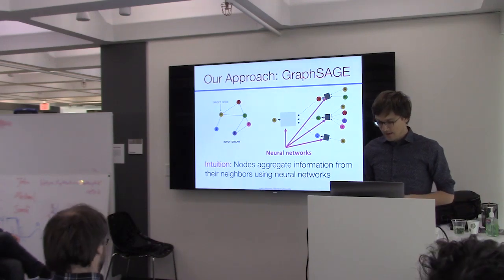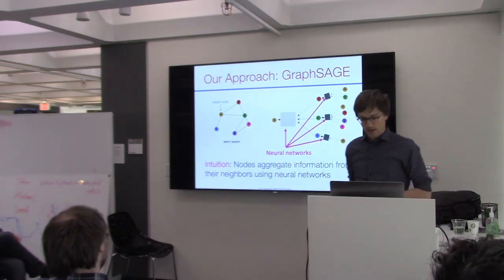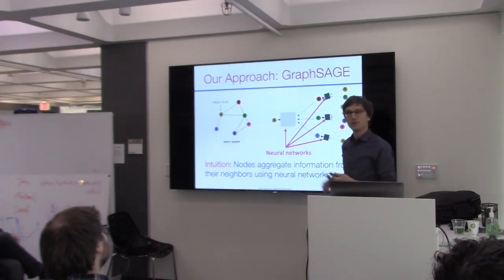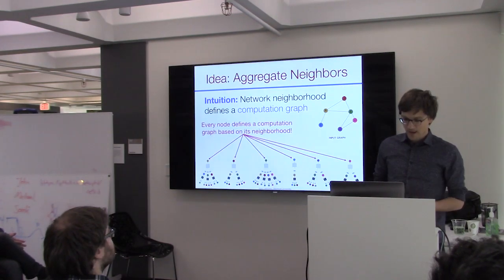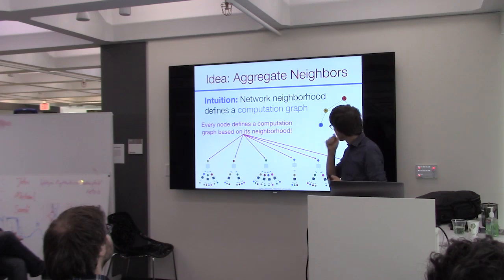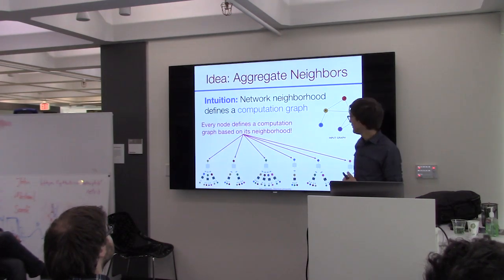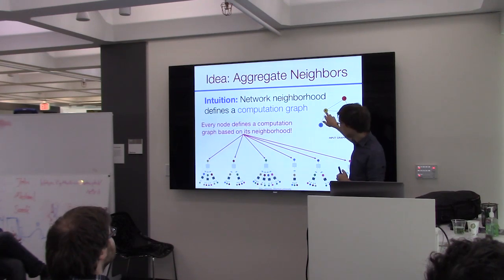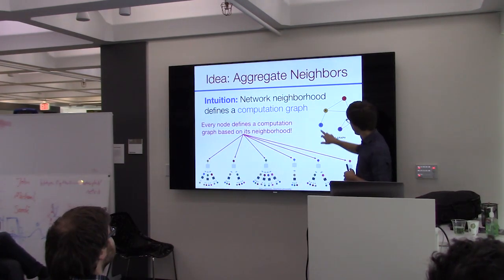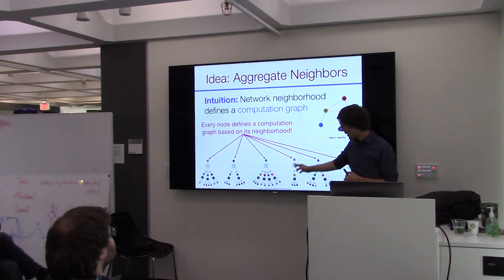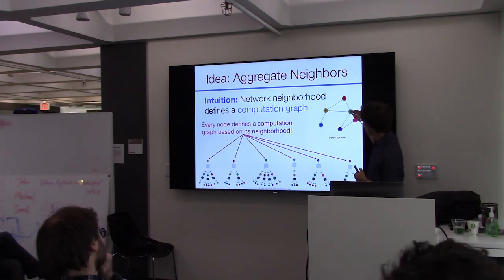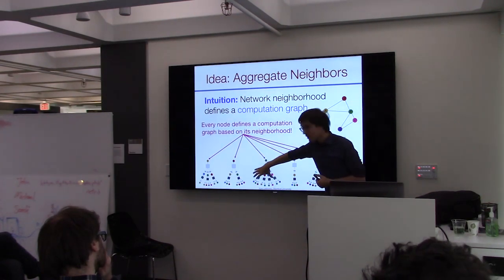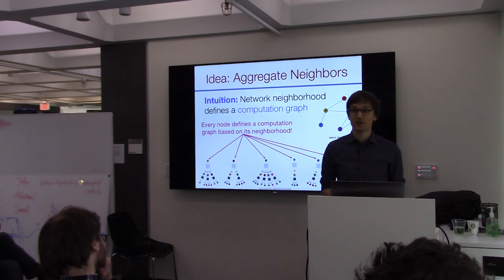And another thing that is important is that we can make these networks as deep as possible. Generally, we do two layers, but you could do more if you would like. And one last thing I'd like to mention, to drive home this point, is that every node defines a computation graph. For node A, the computation graph is here. For the blue node D, this is its computation graph, and it's very different because D has only one neighbor, A, and A has three other neighbors, B, C, and D. So it's a very skinny graph, while the computation graph for node C is here, and it has a much larger fan-in.